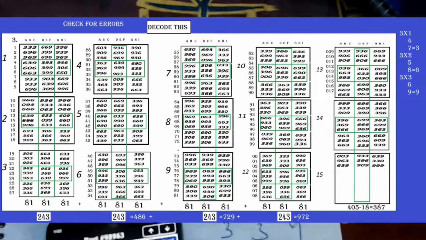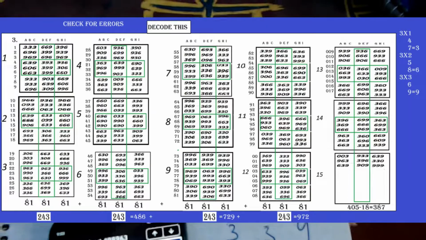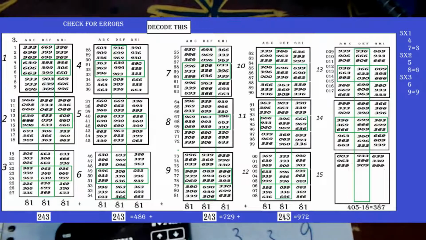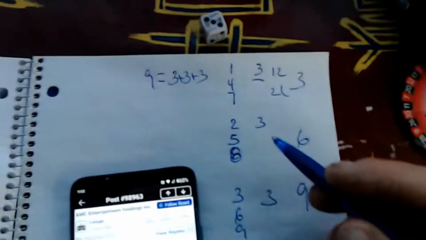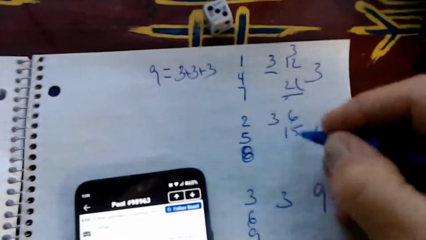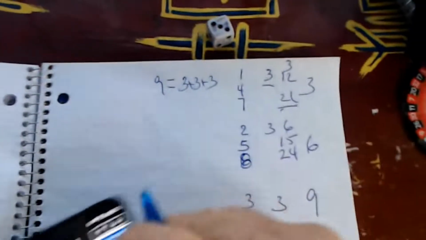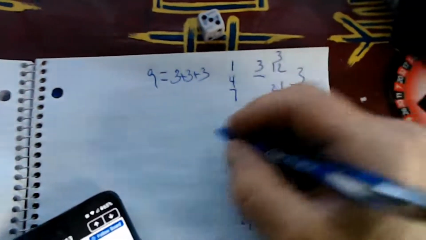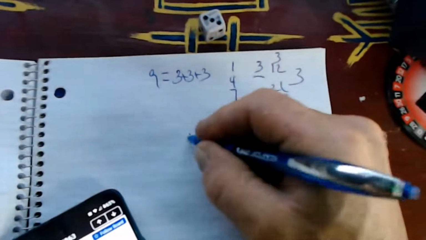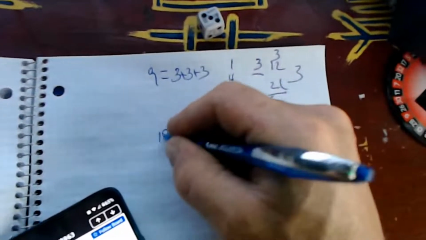In the 2, 5, and 8, hold on a second. Let me get rid of this. Okay, in 2, 5, and 8, 3 times 2 is 6. 3 by 5 is 15. 3 by 8 is 24. So you have 1 and 5, 6, 2 and 4, 6. So you have 6, 6, 6, which equals 18.